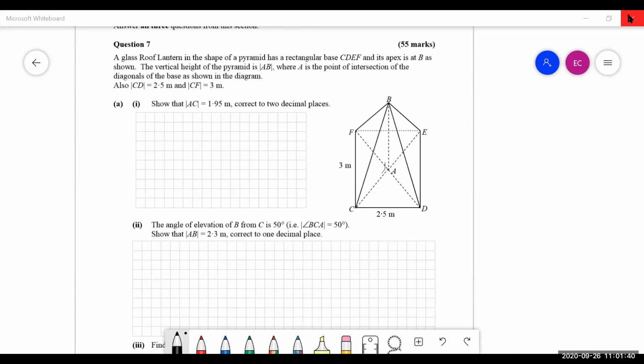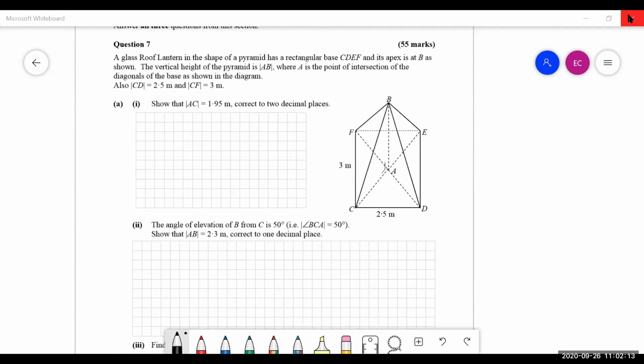A glass roof lantern in the shape of a pyramid has a rectangular base CDEF. So we were talking last night about this when preparing for the tutorial, the importance of reading the question thoroughly. Spend your time reading the question and underline things, highlight things, just to make sure that you understand all the information that's been given and what's been asked.